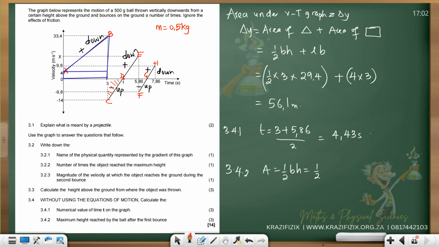What was this? 4,43. So what is 4,43 minus 3? 1,43. And what is the height? Negative 14. What would that give us? 10 meters. Stop. 10,0. But they said height, right? So height is always positive. You used equations of motion. You got 10. But you'll be marked wrong. Like 0.